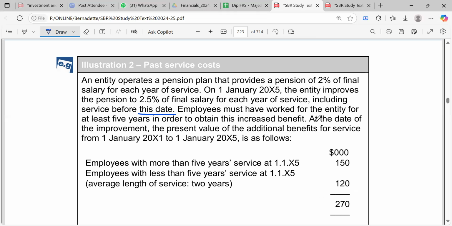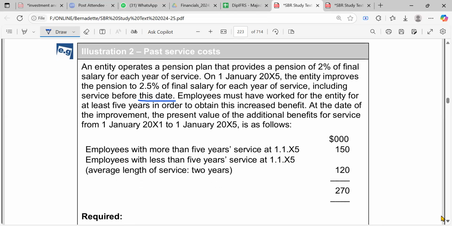At the date of the improvement, the present value of the additional benefits for service from 1st January 2021 to 1st January 2025 is as follows. Now we have our figures from 1st January 2021. We are told for 5 years.